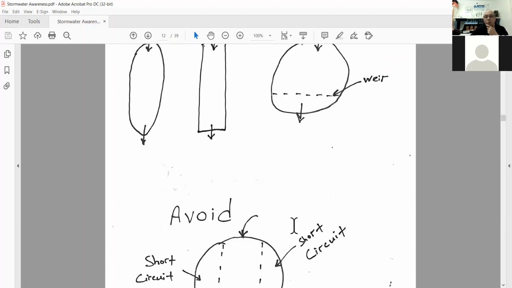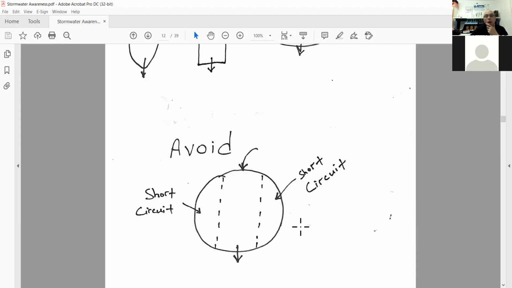The thing to avoid is this: no weir wall and round. So as water flows into here and I pump it, it begins to flow straight across. It short circuits all of this. None of this is really used for settling. You've wasted space on your site making a pond that doesn't work very well.